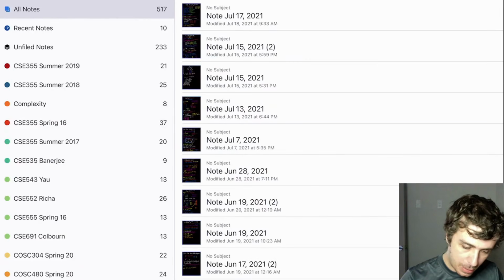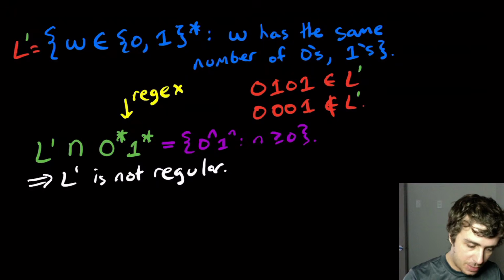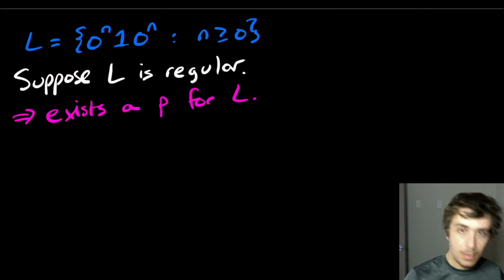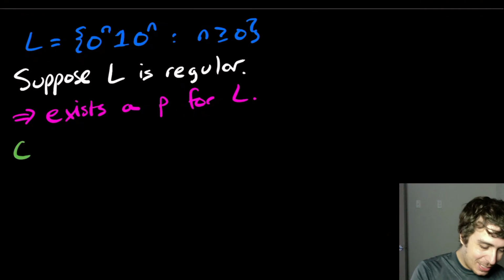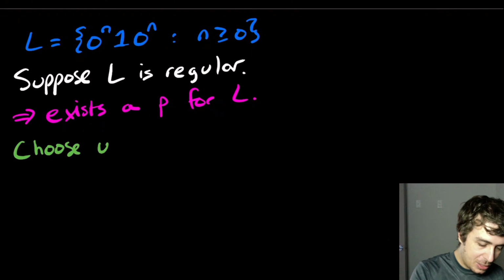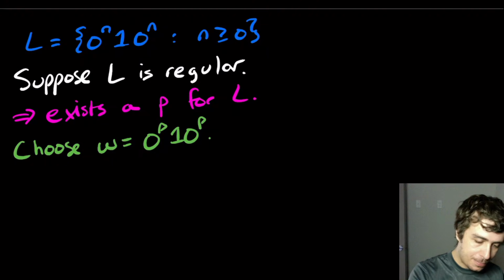All right, Notability crashed. I'll probably have to edit this out later. All right, my string went away, so let's choose it again. W equals 0 to the P, 1, 0 to the P.